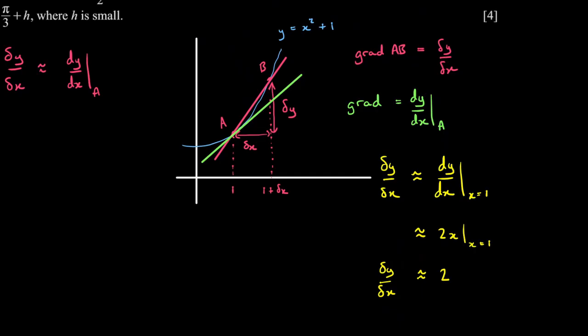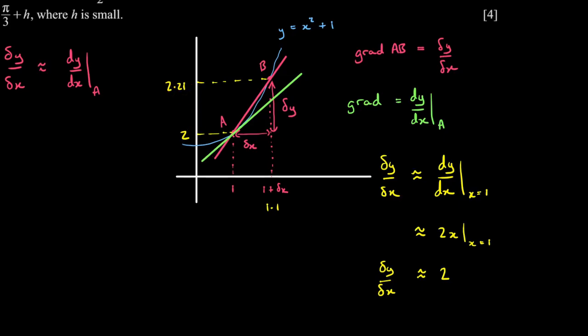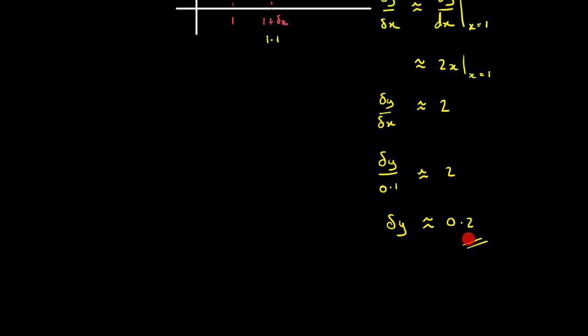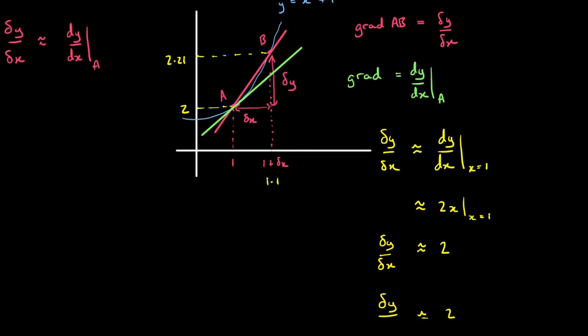Because if we take this coordinate as x equals 1.1, then 1.1 squared is 1.21, plus 1 gives 2.21. So we would go from the y coordinate 2 up to 2.21. What's the rough change in y? It's roughly 0.2. It's exactly 0.21, but it's roughly 0.2. So we can see this thing works.